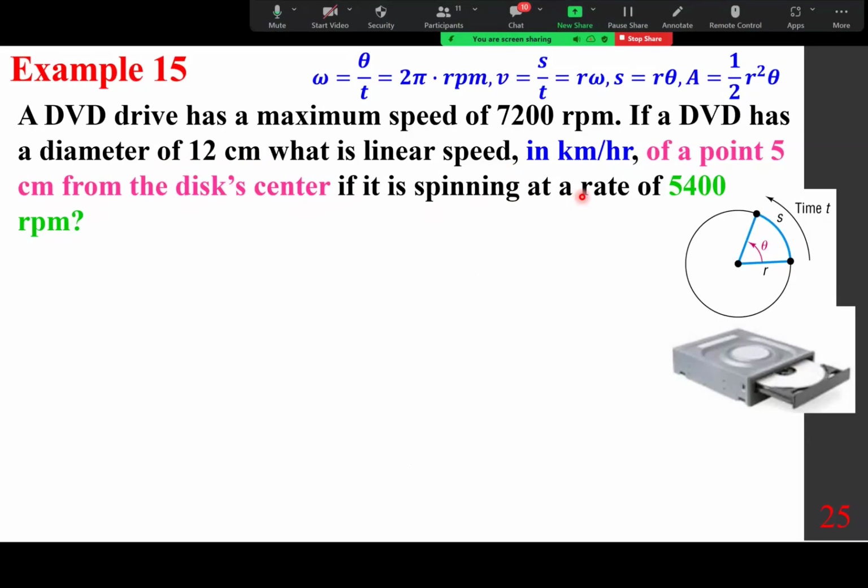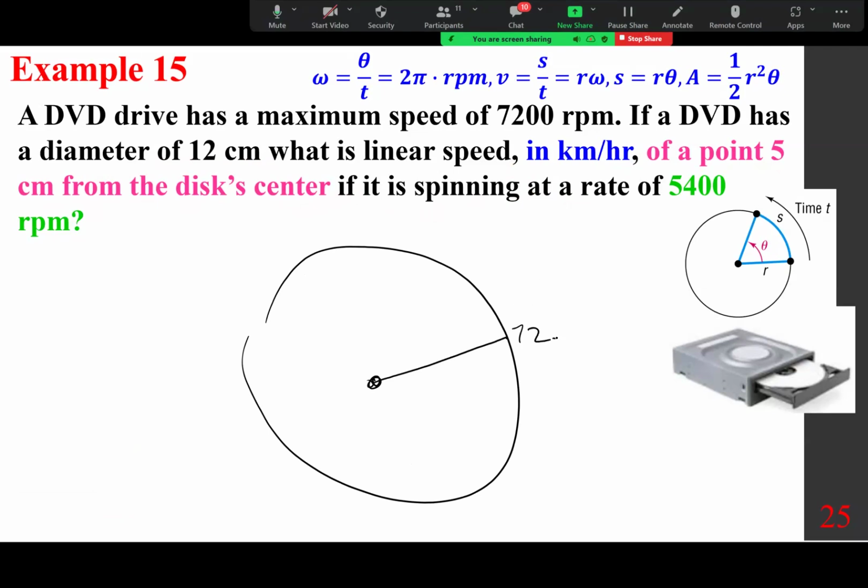First and foremost, I want you to know the following. So if you have this, and this maximum is 7,200 RPM, what matters is where it's sitting. This is 12 divided by 2. It has a diameter of 12. But what matters is where is this sitting? This is sitting not at 6, but sitting at 5. So the radius that we are going to use is 5.